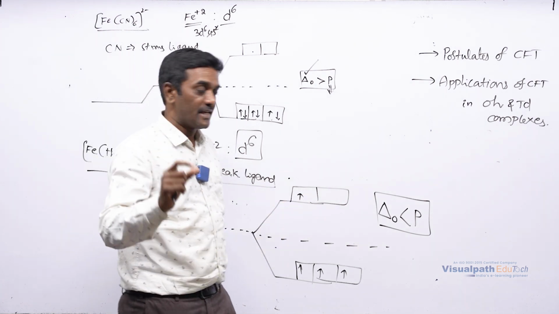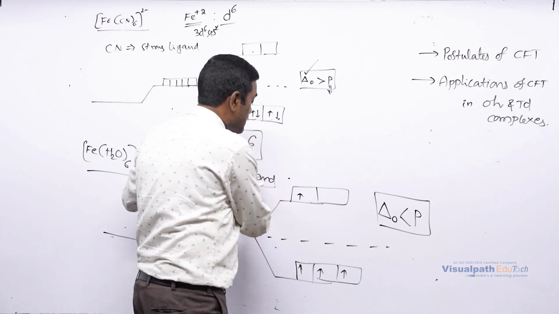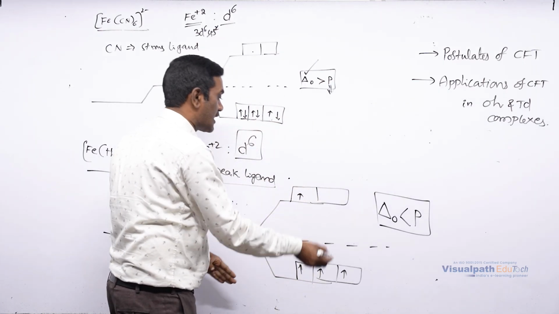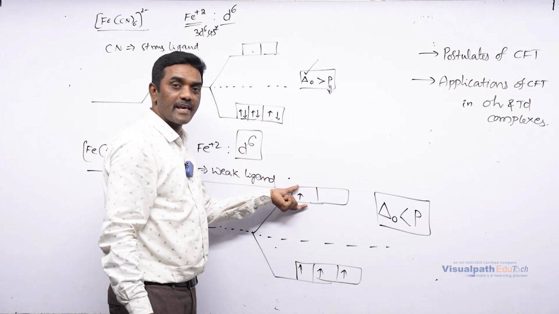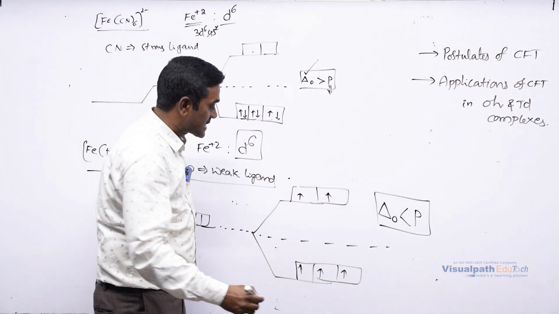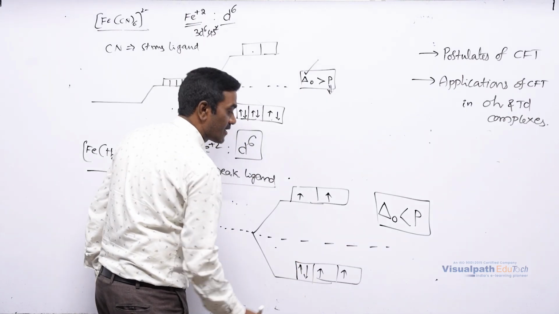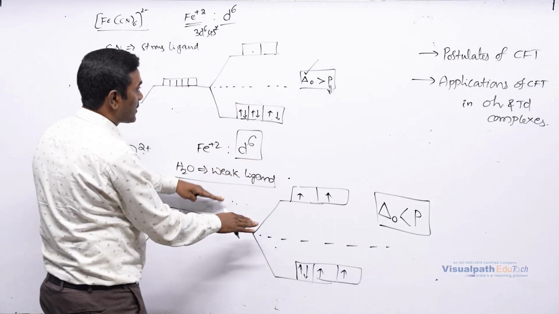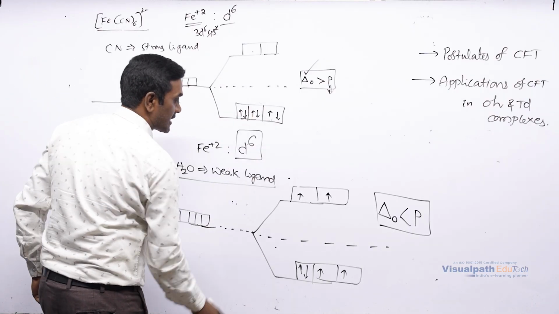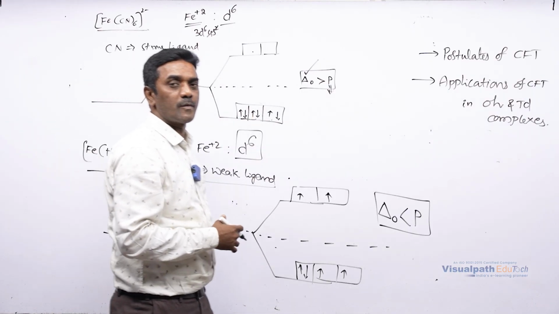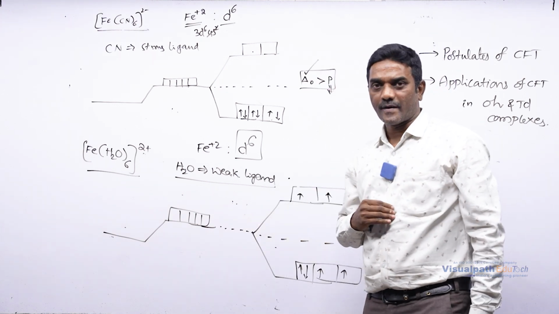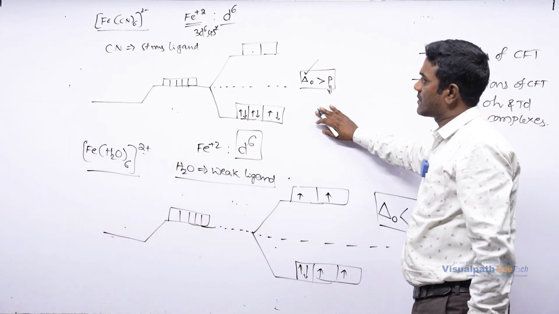Why? Because it is a weak ligand and the splitting is not bigger, and so the fourth electron can enter into the higher energy level. Fifth electron will enter here. Sixth electron will enter here. So this is the arrangement of d6 in presence of a strong ligand and in presence of a weak ligand. So how is this going to be helpful for us to identify the magnetic properties and color properties? Let me explain from here itself.